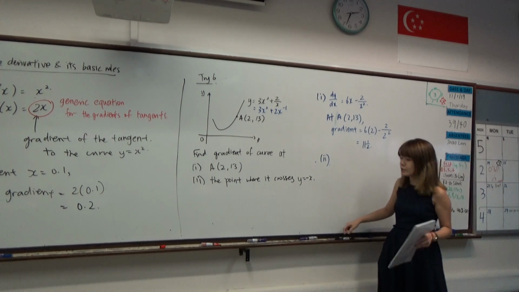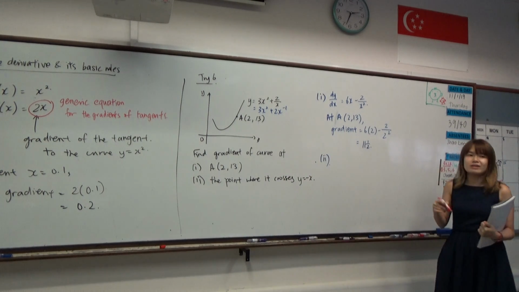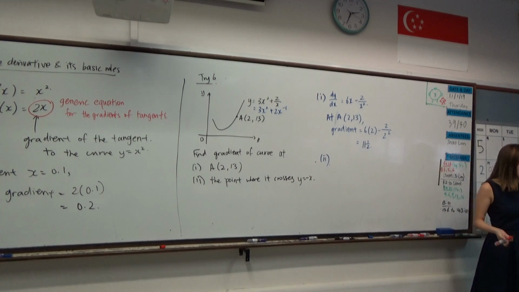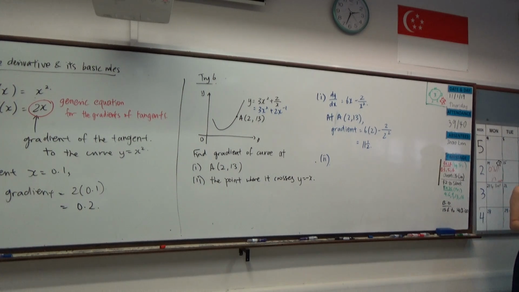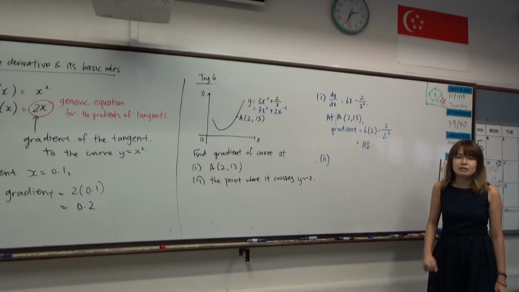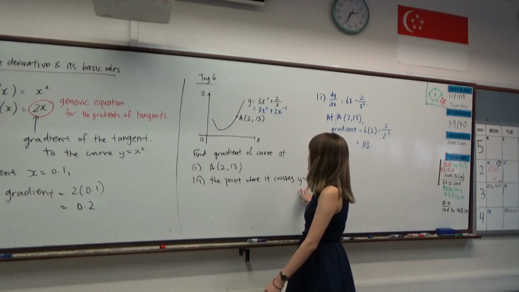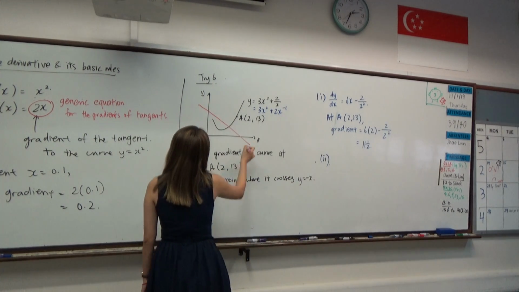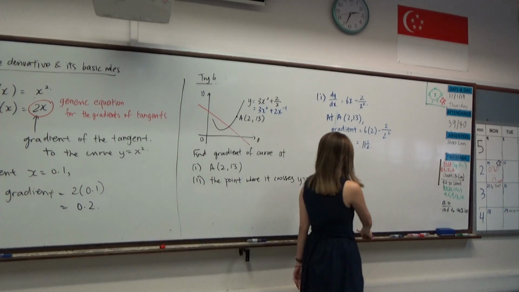Alright, now let's look at part 2. We want to find the gradient of the curve at the point where it crosses y equals negative x. So first thing is, how do we find that point? How should we go about finding that point? Benjamin, any ideas? No? We learned it in chapter 1 of A Maths. Sub in the value of y. It is looking at y equals negative x, so maybe just some line. So we find the intersection. So we do our simultaneous equation. Remember that?